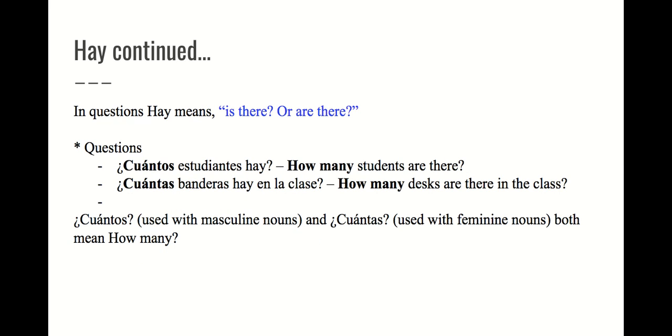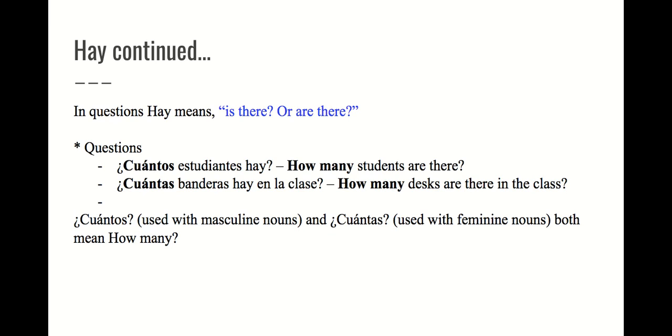As I just said on the other screen, we can use the word hay in questions or statements. In questions, you just flip it. Instead of there is, there are, it's is there or are there. So for question examples, we have ¿cuántos estudiantes hay?, which means how many students are there, or ¿cuántas banderas hay en la clase?, how many flags are there in the class.